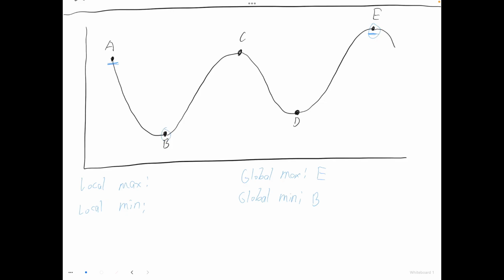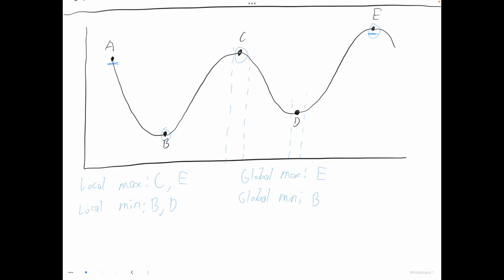Now, for local extrema, B is lower than anything else near it. It's lower than everything, so it's certainly going to be a local min. C is the highest thing around it. If you take an interval around it, you see that it's higher than everything else, but it's not the highest point. So C is going to be a local max, but not a global max. D will be a local min, because it's the lowest point right around it. And E, we already said, is higher than everything else, and so it's higher than the things by it, so E is also going to be a local max.